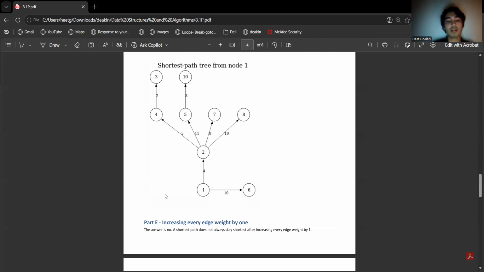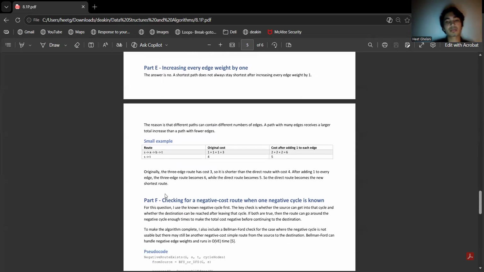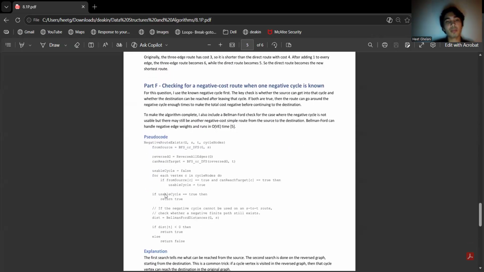The shortest path tree is formed using the parent edges discovered during relaxation. For example, 1 to 2, 1 to 6, 2 to 4, 4 to 3, and 5 to 10 show that it works efficiently here because no negative edge weights are present.